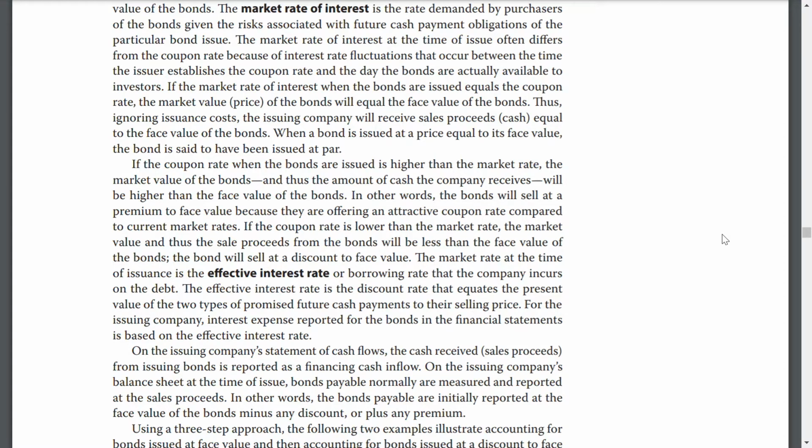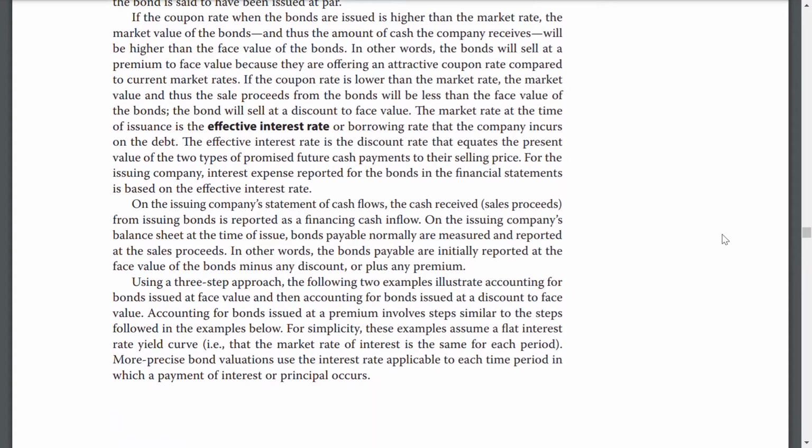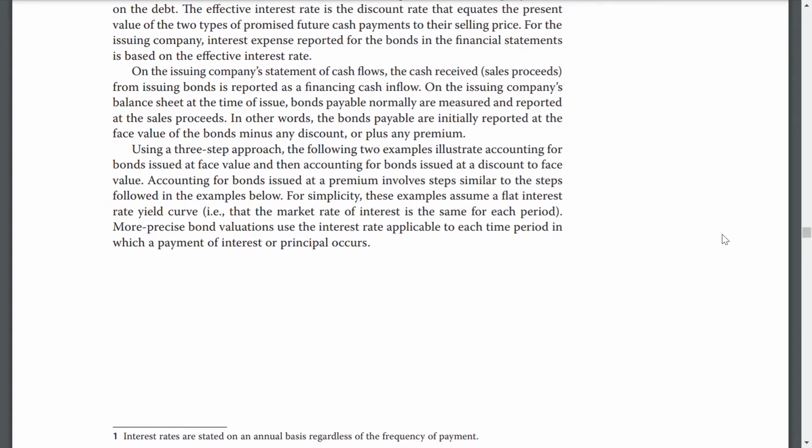company incurs on debt. The effective interest rate is the discount rate that equals the present value of the future cash payments. The issuing company's interest expense reported for the bond in the financial statements is based on the effective interest rate. On the issuing company's statement of cash flows, the sales proceeds from issuing bonds are reported as financing cash inflow. On the issuing company's balance sheet at the time of issue, bonds payable normally are measured and reported at the sales proceeds.